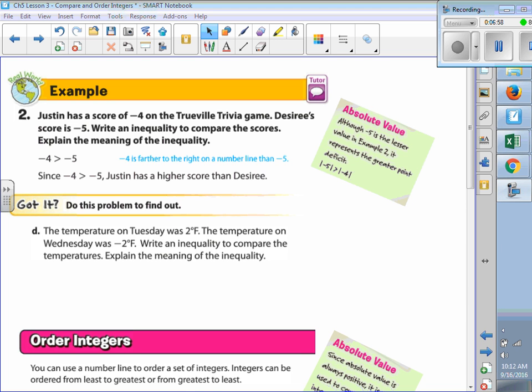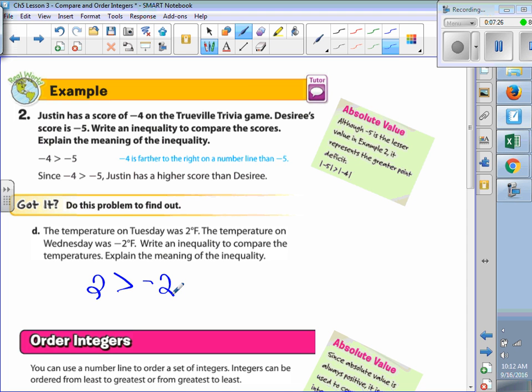So here, the temperature on Tuesday was 2 degrees Fahrenheit. The temperature on Wednesday was -2 degrees Fahrenheit. Write an inequality to compare the temperatures and explain the meaning. So, we're comparing 2 and -2, right? The inequality that we will write is 2 is greater than -2, or you could write -2 is less than 2. And we can put degrees Fahrenheit in there too.